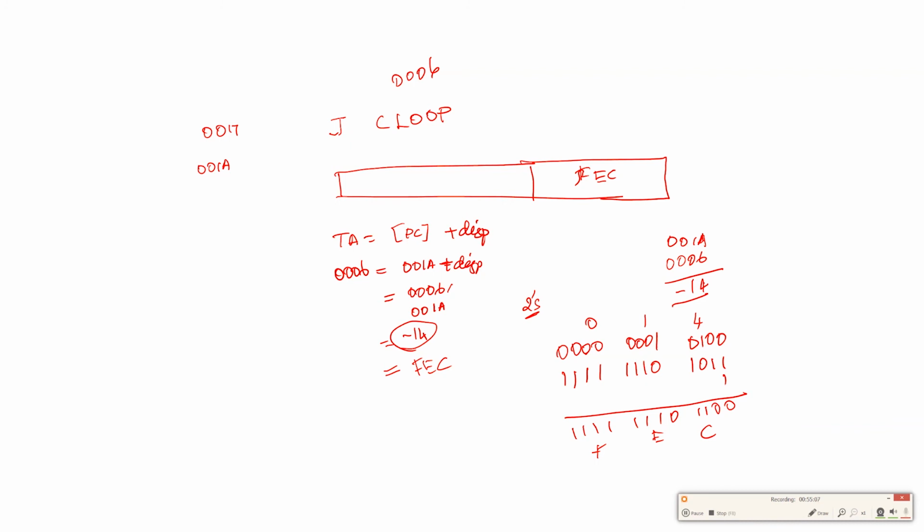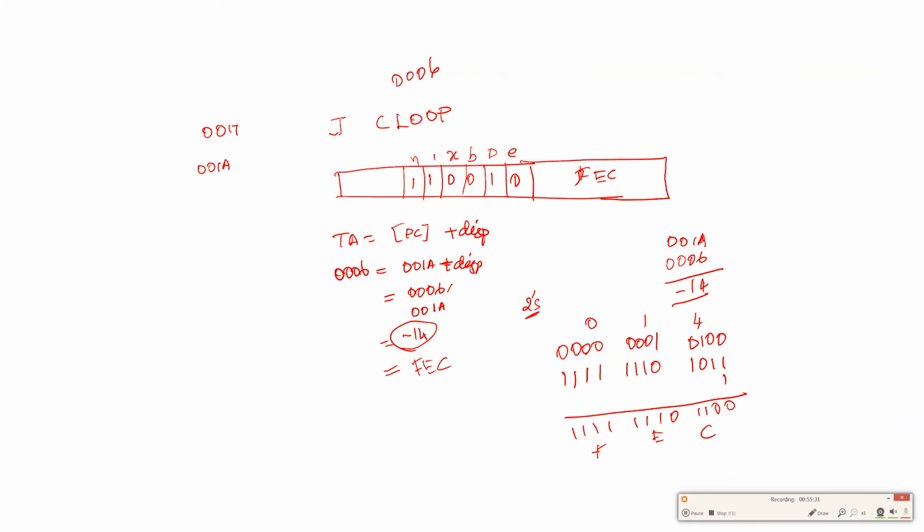Now I will fill in these bits: N, I, X, B, P and E. E is 0. It is program counter relative only, not base relative, so B is 0, and here it is neither indirect nor immediate.